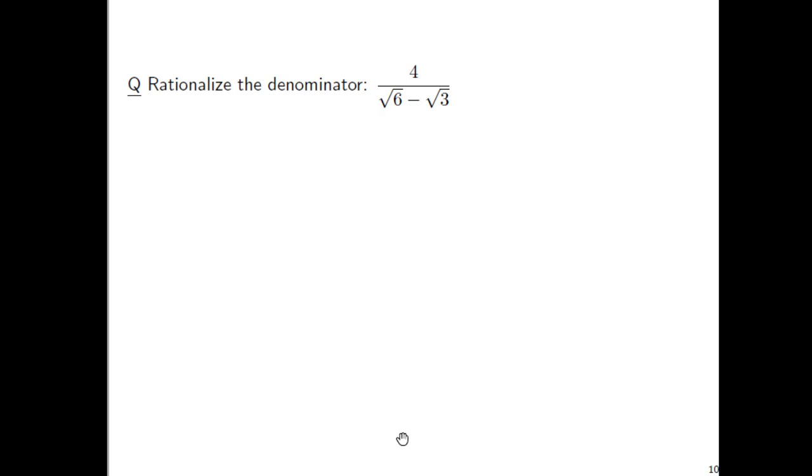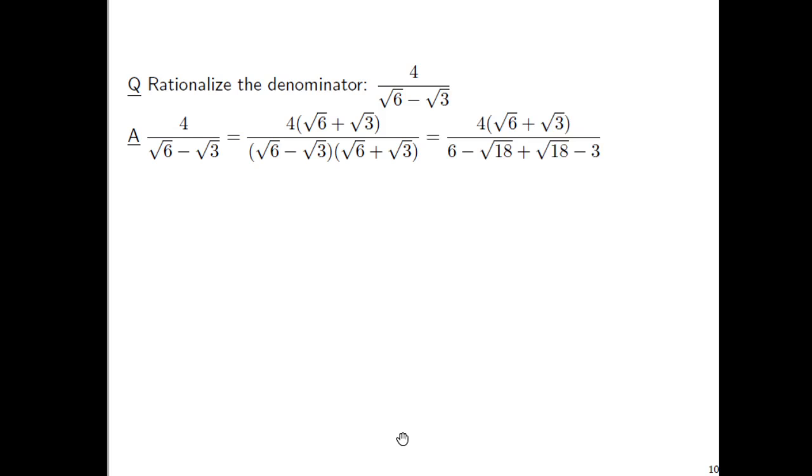Let's take a look at another example. Rationalize the denominator in 4 over root 6 minus root 3. The conjugate of root 6 minus root 3 is going to be root 6 plus root 3, so we'll multiply by root 6 plus root 3 on both top and bottom. The key thing again is in the numerator, if you want to distribute that 4, go for it, but you'll see I didn't do that.